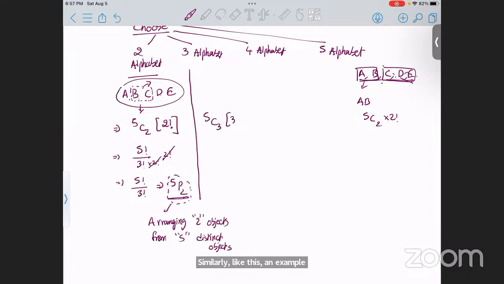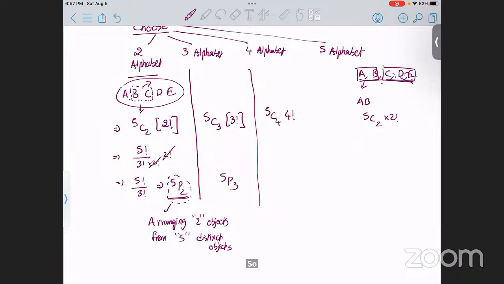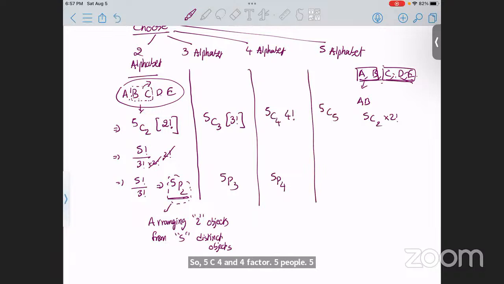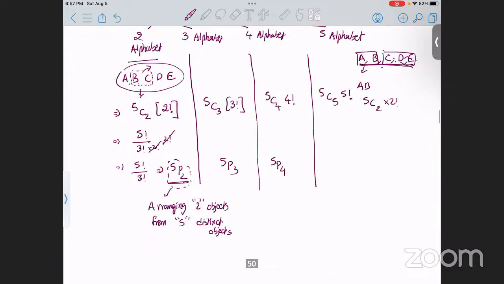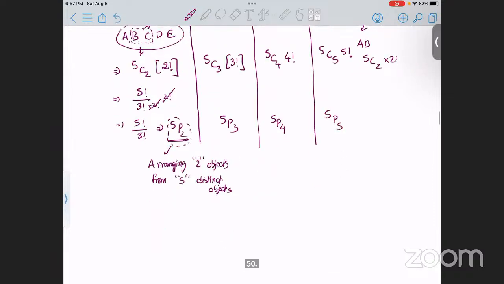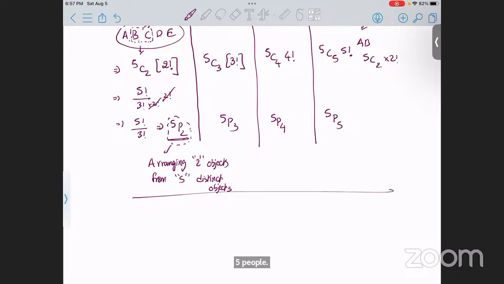5C3 into 3 factorial, so it is 5P3. Don't use P directly. 5C4 into 4 factorial is 5P4. 5C5 into 5 factorial is 5P5. Now we have to add all this: 5P2 plus 5P3 plus 5P4 plus 5P5.